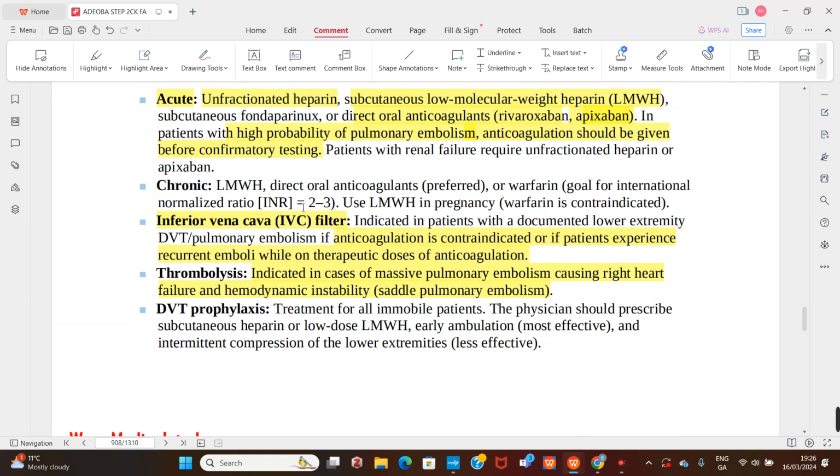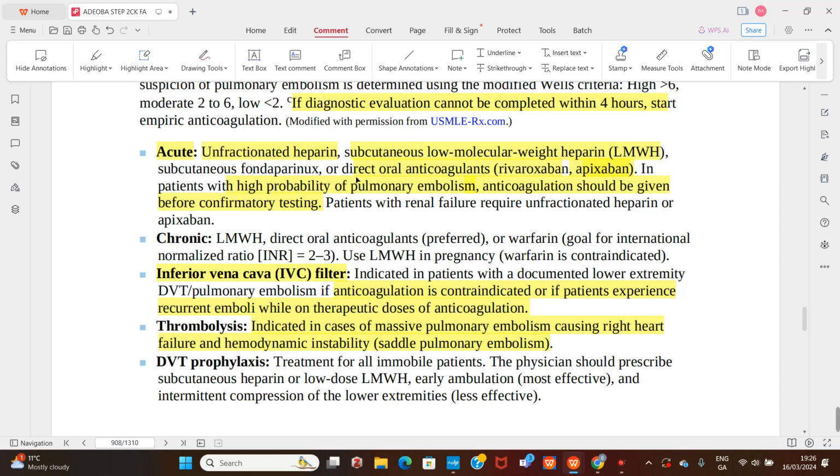Okay, greater than 6. That's when you start your anticoagulation immediately. So your investigation must be within 4 hours. Once it's taking more than 4 hours, you go ahead with anticoagulant. You give the anticoagulant straight.